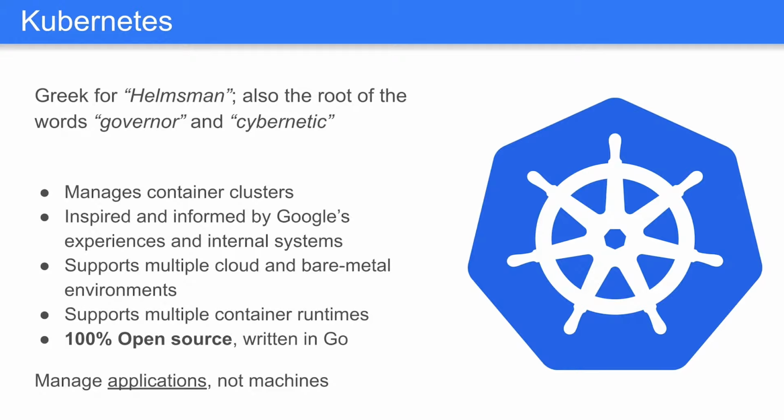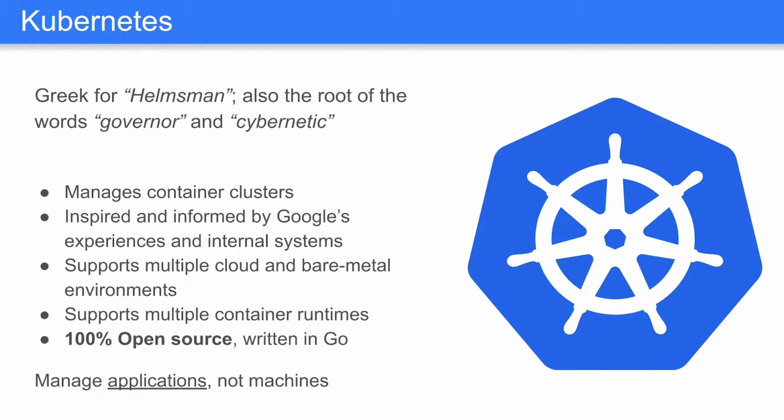And Kubernetes supports multiple container runtimes. If you've used containers before, you've probably used Docker containers, which are the most common type of container. But there are other types that are useful for various reasons, various requirements of your workloads. So Kubernetes is able to work with multiple different types of container runtimes, which can be very useful.